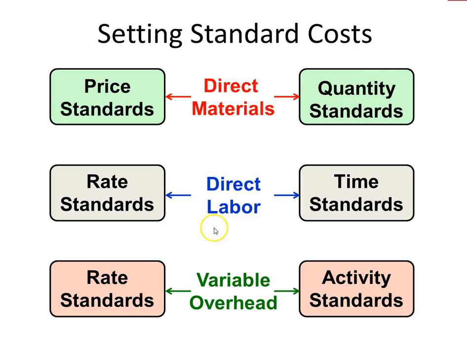Labor, you're going to set standard rates. Again, it's a price. Maybe you're paying your labor $15 an hour. How many hours do you think they're going to work? So it's just another variation of quantity. Rate standards, again, how much is my utility rate? How much do you think you're going to use? So it always comes down to P times Q.